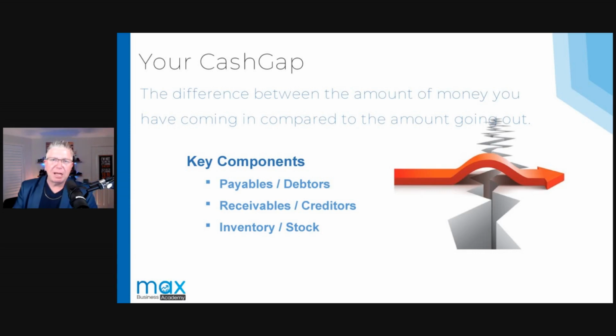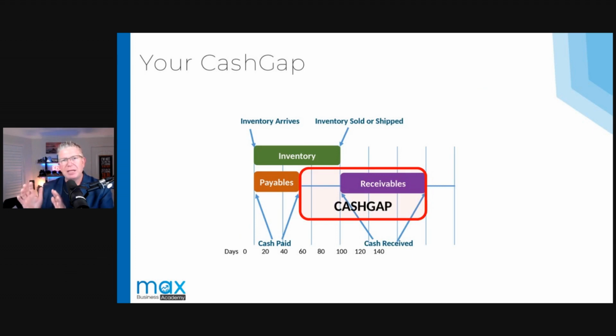Let's have a quick chat about a few areas that you need to understand. First of all, your cash gap. So the cash gap is the difference between the amount of money you have coming in compared to the amount going out. And your cash gap typically is a gap between when you've paid for stuff and when you're being paid for it. So for example, you might have to pay your team, you might have to pay for products, and then you don't get paid from your customer for 60 days. Okay. That's going to create a gap in cash. Okay. It's called your cash gap.